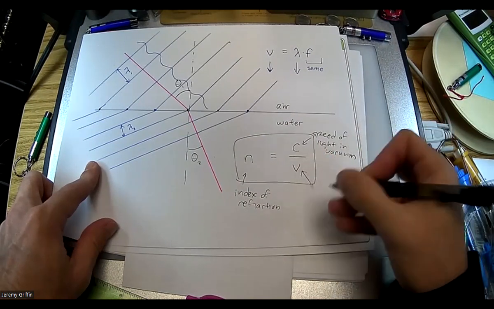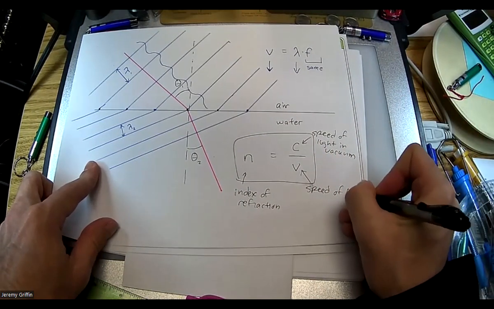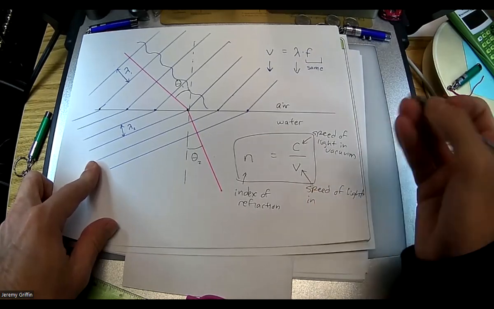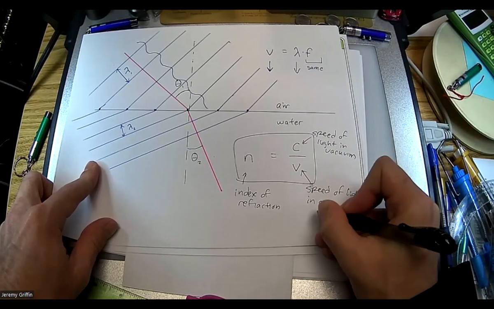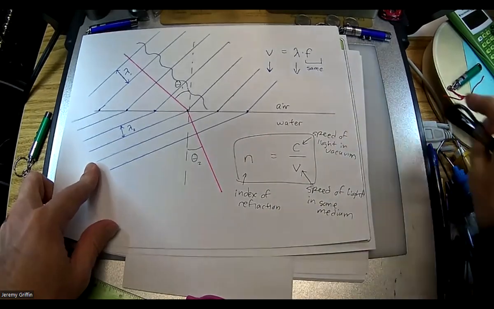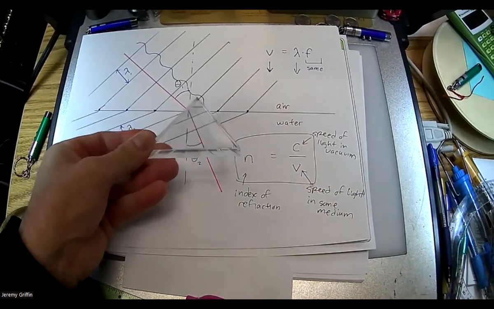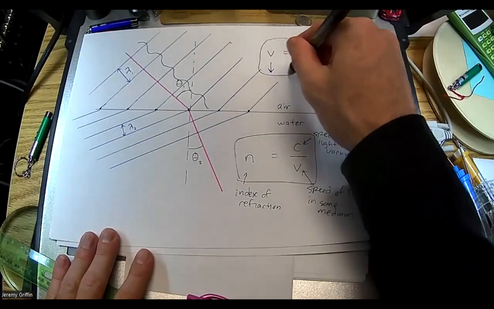And V, I'll give you some other speed. So that could be the speed of light in, I'll say some medium, right? Like water or glass, right? Something like that. You see the light bending, right? Just like that.